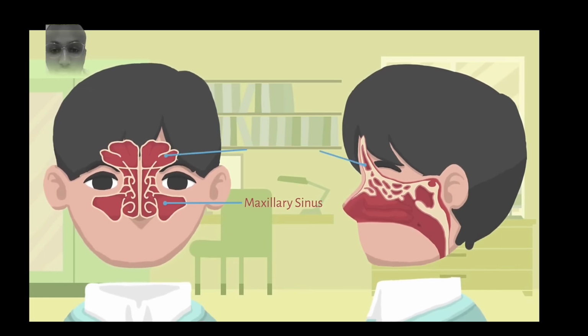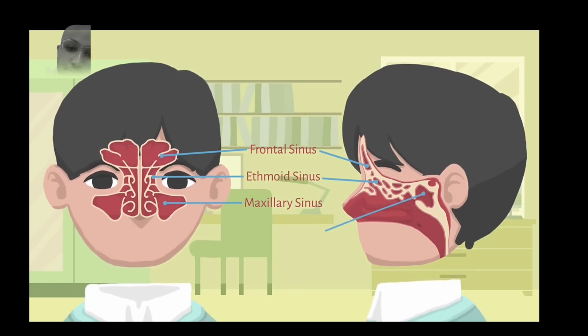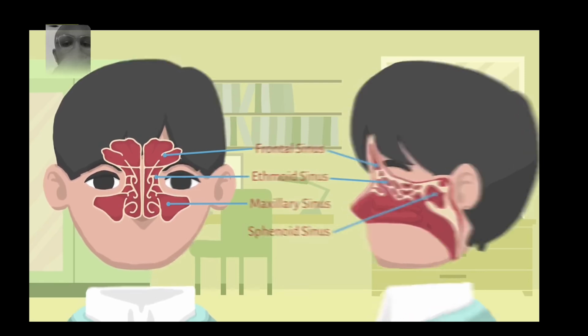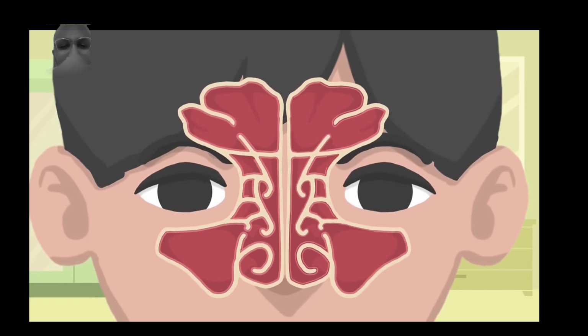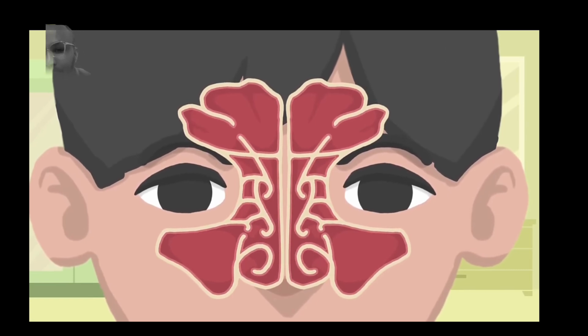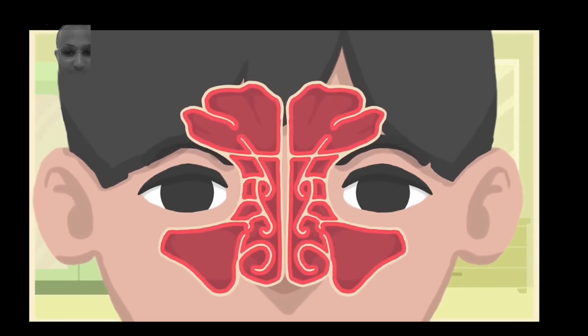There is also the frontal sinus, found within the frontal bone, the ethmoidal sinus, found within the ethmoid bone, and the last one is the sphenoidal sinus, found within the sphenoid bone. So the inflammation of these sinuses is called sinusitis.